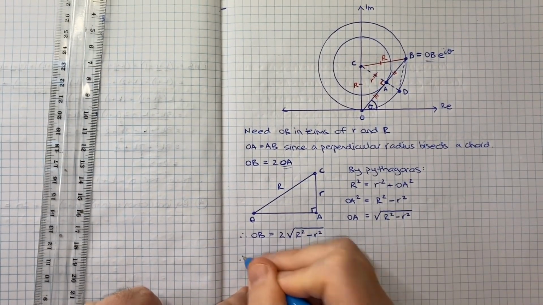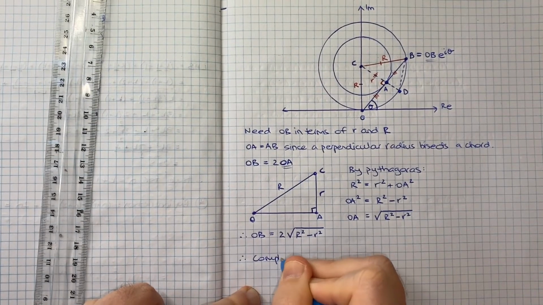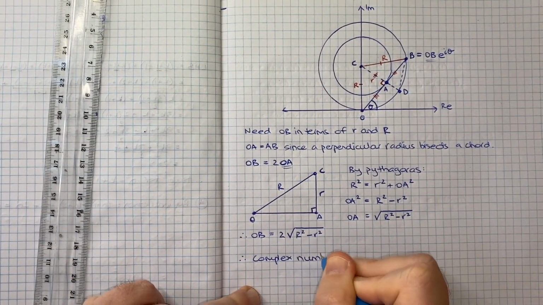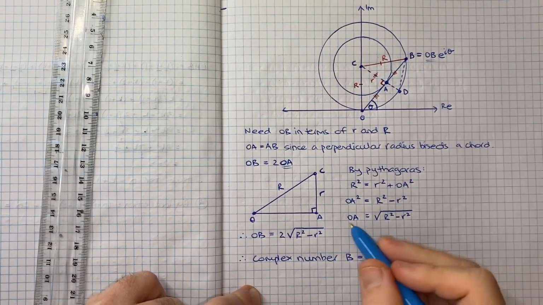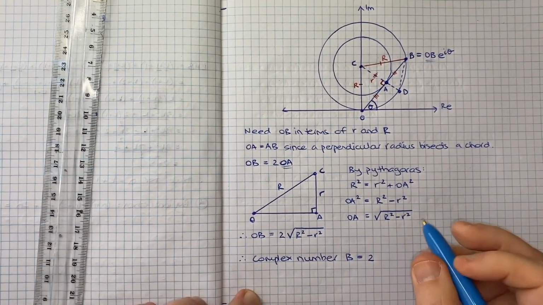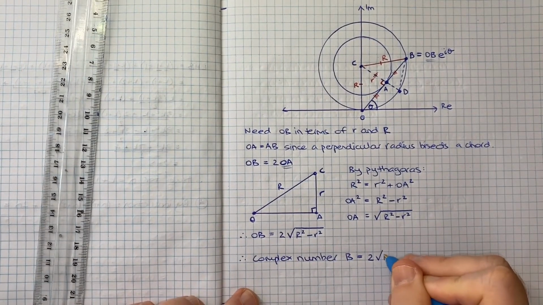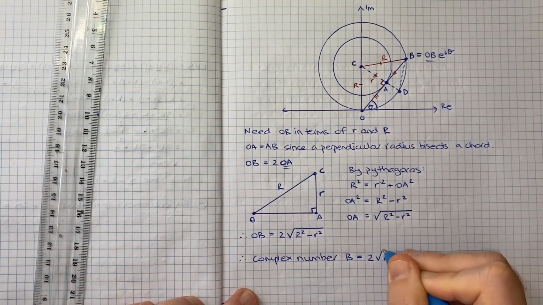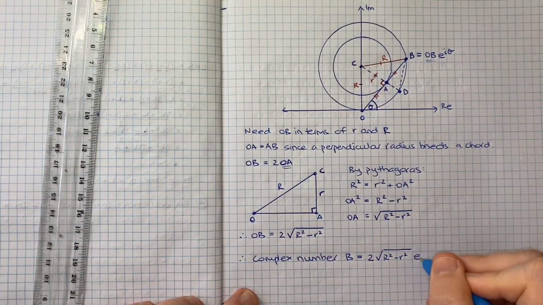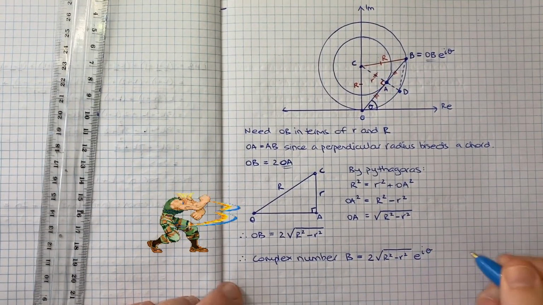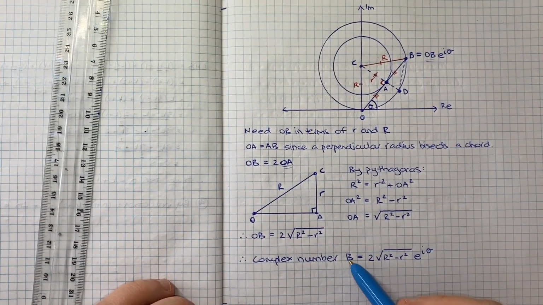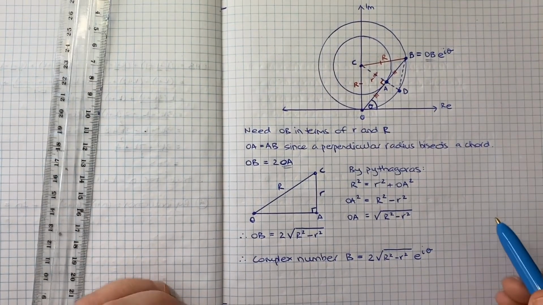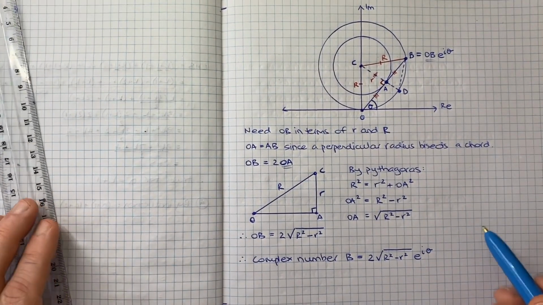Therefore, the complex number B in exponential form is OB, so 2 times the square root of capital R squared minus lowercase r squared, e to the i theta. And that's exactly what we needed to do. We've got our complex number in terms of lowercase r, uppercase R, and theta, and it's in exponential form. So that's all there is to that question.